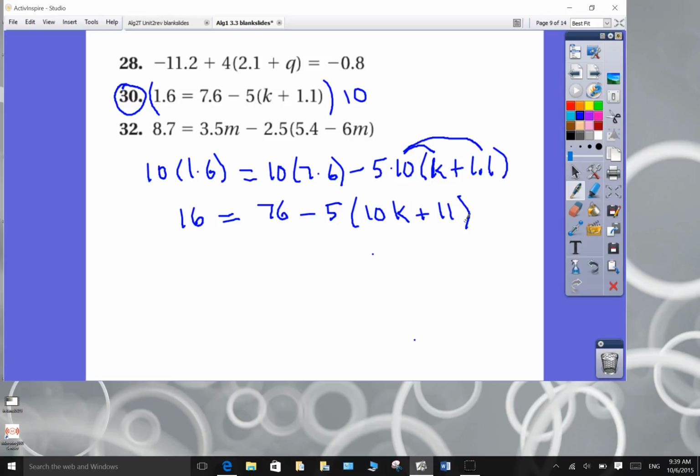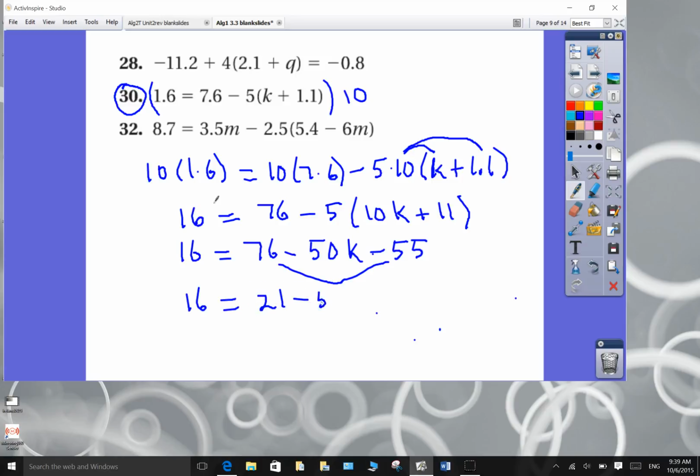Okay, let me solve this. Remember, you cannot do 76 minus 5. That's an order of operations problem. We're going to do distributive property. 76 minus 50k minus 55. We're going to combine like terms. 76 minus 55, that'll give us 76 equals 21 minus 50k.